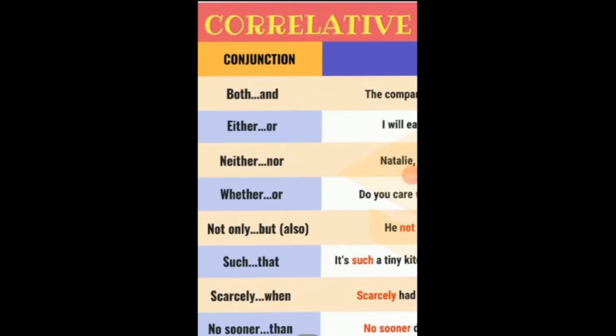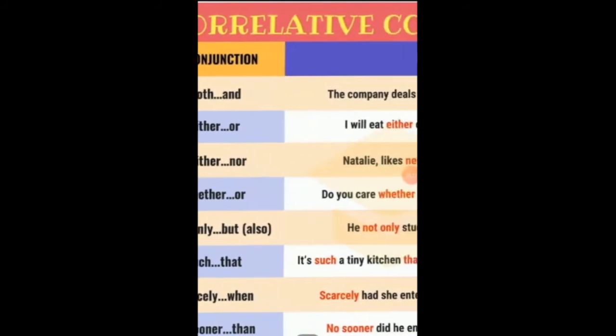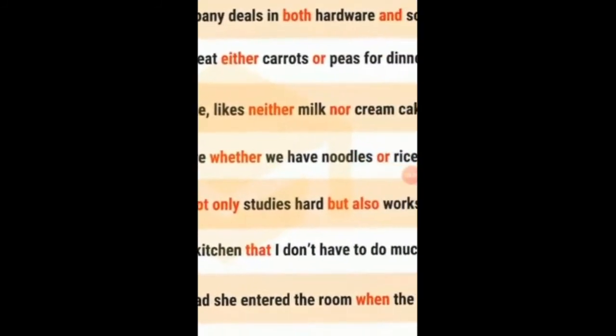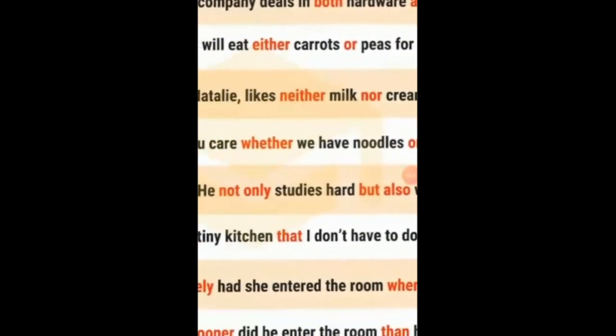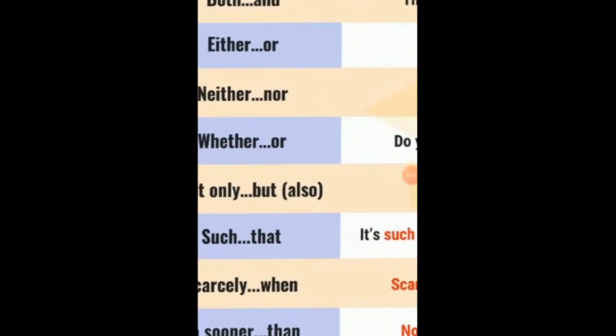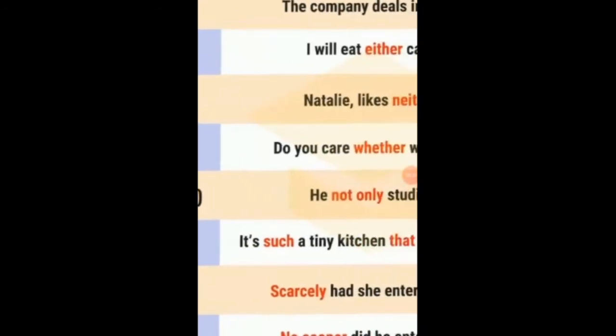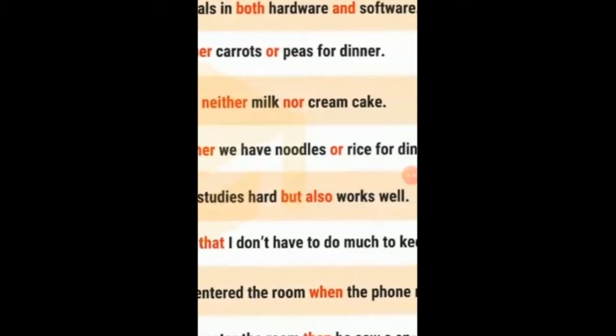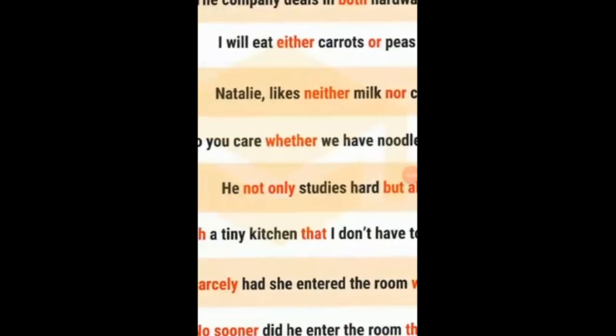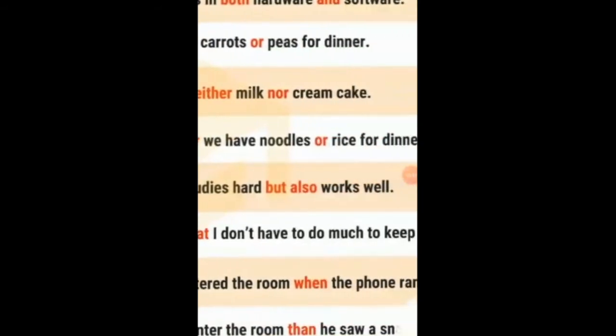Next one is not only but. Actually this is also. He not only studies hard but also works well. So the word also was written in brackets, which means it was optional. That is, according to the sentence, you can use also or you can use but only in the sentence. So this sentence was, he not only studies hard but also works well. So he does both the things.